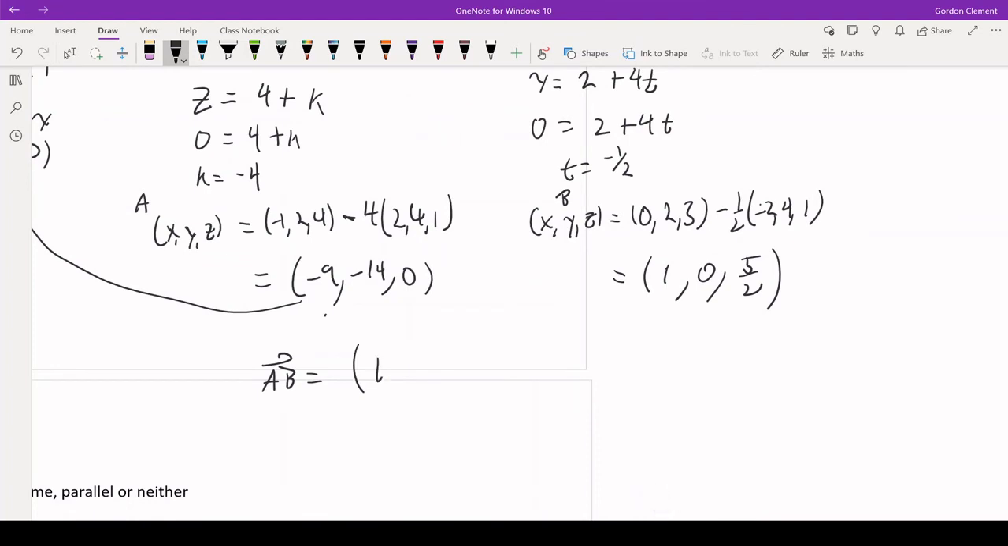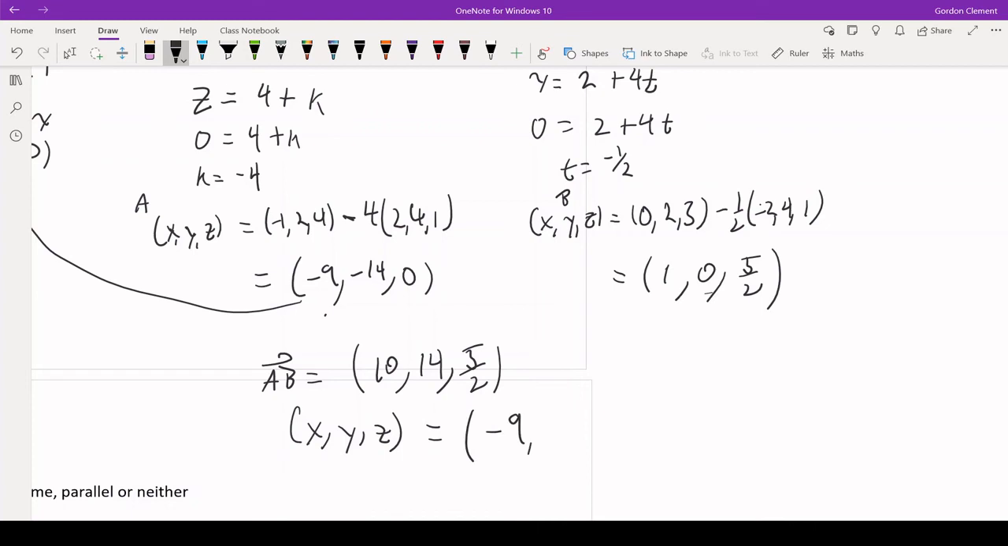So 1 take away -9 is 10. 0 take away -14 is 14. And 5/2 take away 0 is 5/2. There's my direction vector. This is a long question. We just want the vector equation. I don't have to get all 3, thank goodness.